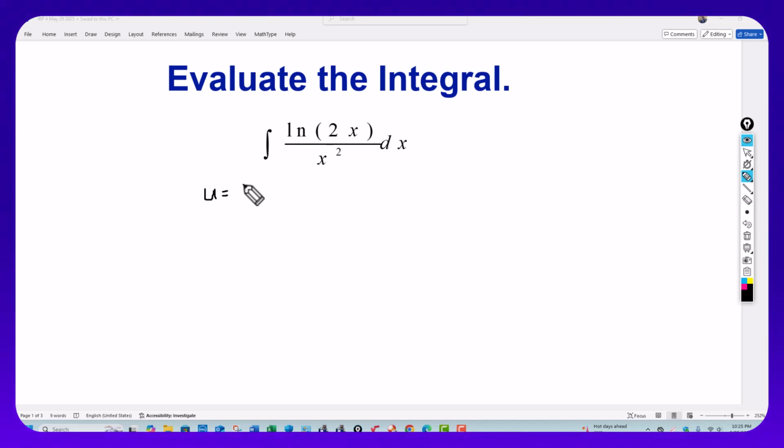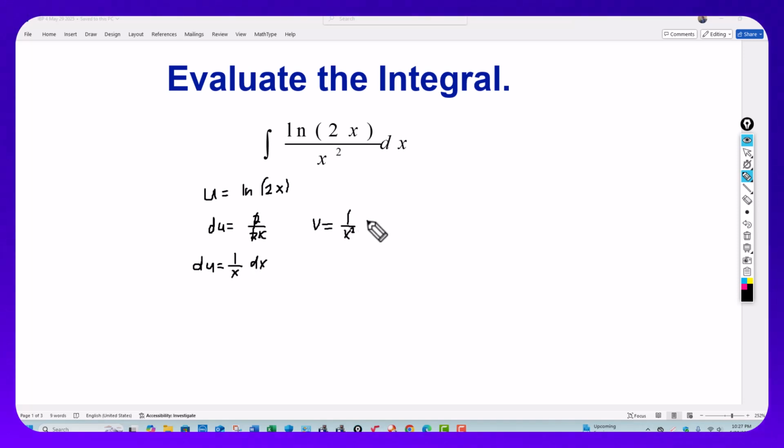Natural log will be fine. So we let u equal ln of 2x, then du would be the derivative of this, and the derivative of a natural log function, whatever you have as the argument goes in the denominator. That'll be 2x. And then in the numerator, it'll be the derivative of that argument. The derivative of 2x is 2. So these cancel out. So we get du will equal 1 over x dx.